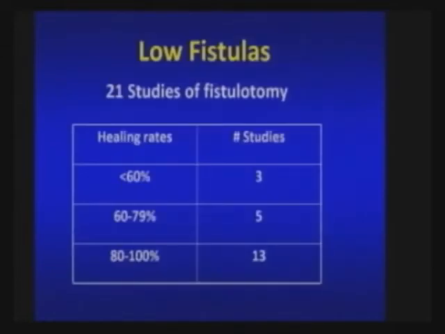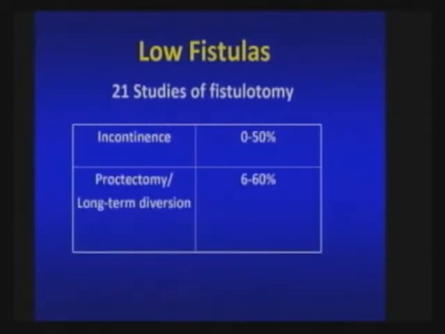and that can reasonably safely be divided with little consequence. There are 21 studies that were reviewed doing fistulotomies for low fistulas in patients with Crohn's disease, and there is a significant healing rate. 13 out of 21 had an 80 to 100% healing rate, which is excellent and hard to achieve in patients with Crohn's disease. So it's a good operation from the point of view of healing.